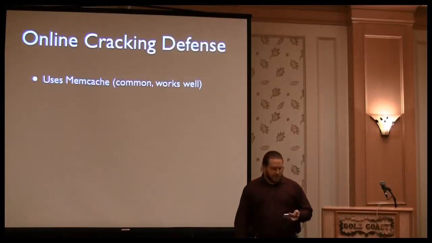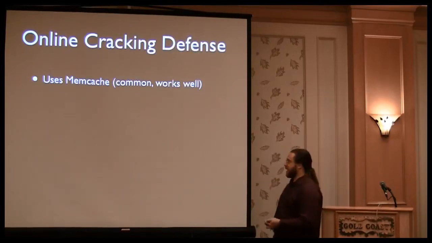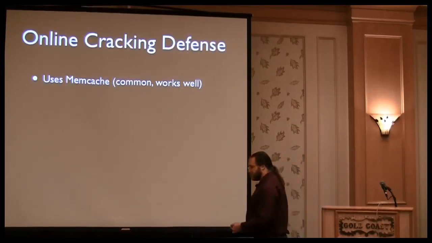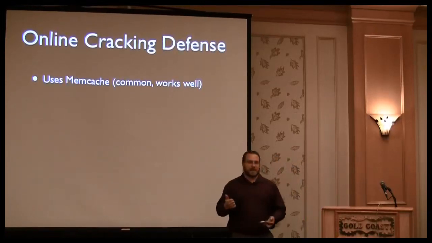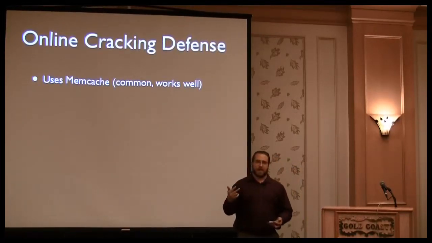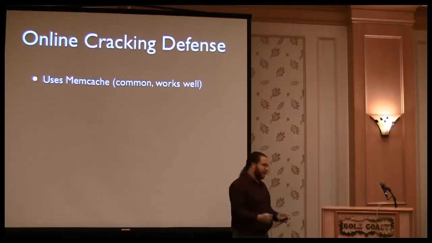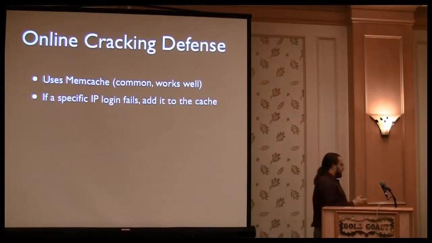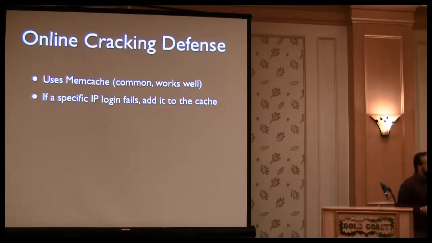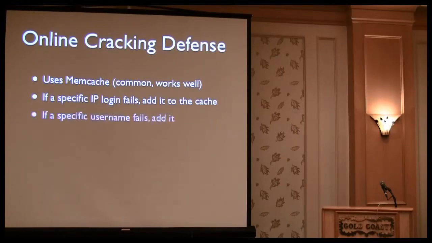So my proposed system is to use Memcache as the backing store for this data, primarily because Memcache is fast, it's commonly available in web environments, and there's interfaces to it from pretty much every language. And what I propose doing is, if a specific IP address fails its login attempt, we add that IP address to Memcache and we increment a counter based on it with the Memcache atomic operations. If a username fails its login request, we add that and we put a counter on it.